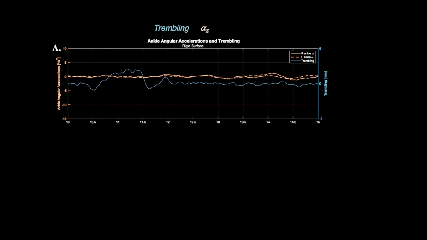Okay. So what's the correlation between these two? Let's take a look. Here we have ankle angular accelerations and trembling plotted together. We have ankle angular accelerations as the peach colored lines here, trembling as the blue line. Again, these are in irreconcilable units. This is in millimeters. Ankle angular accelerations are in degrees per second squared. But again, plotting them on top of each other is a great way to visualize relationships.